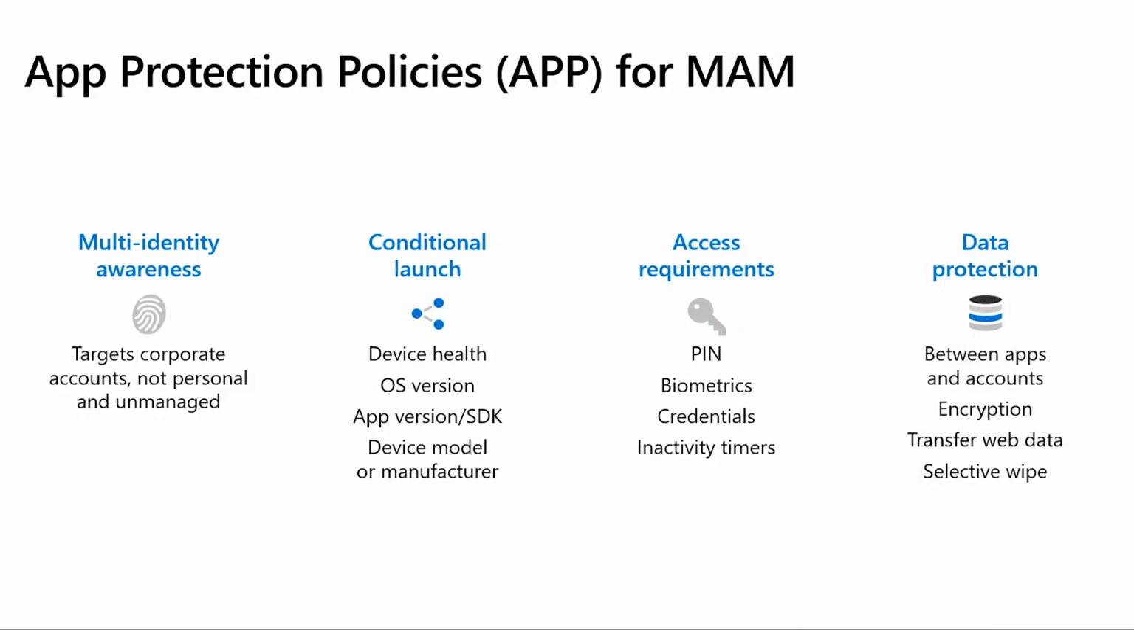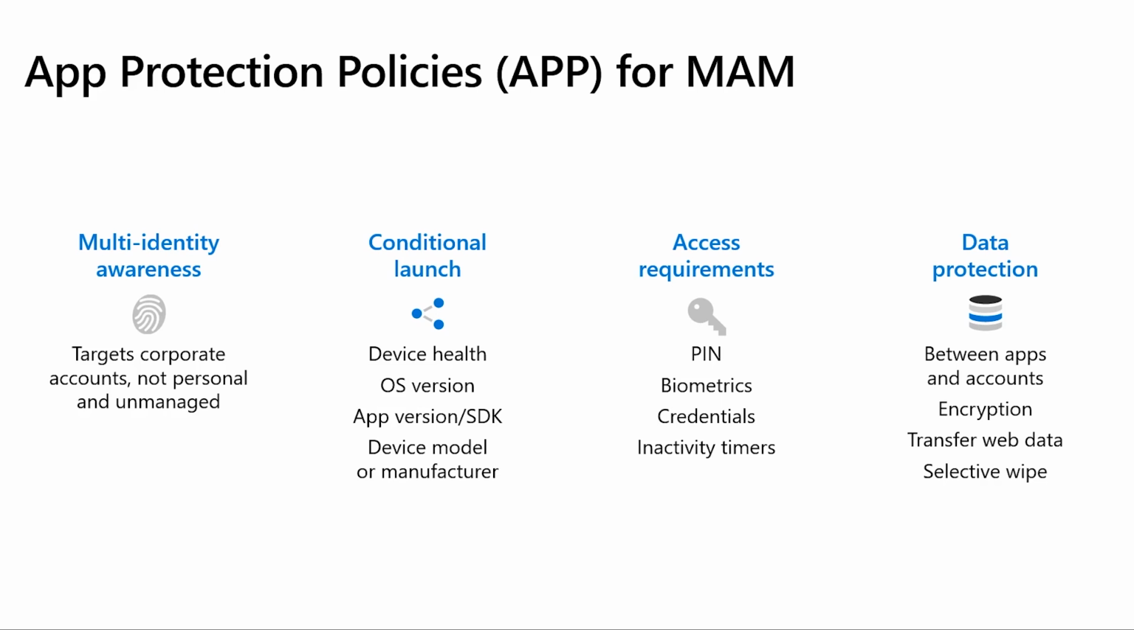App protection policies can be divided up into four different categories where protection is provided. One is multi-identity awareness. Here, we're targeting corporate accounts and not personal or unmanaged accounts. Next is conditional launch. This is where we're looking at the device health and the operating system. Is this a version that we support? Do we need an updated version on this device? We also look at the app version itself, the device model, or manufacturer. Are these devices that we support? Is this a manufacturer that we support?